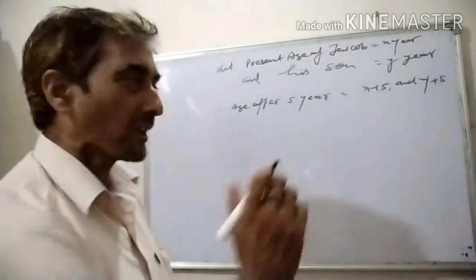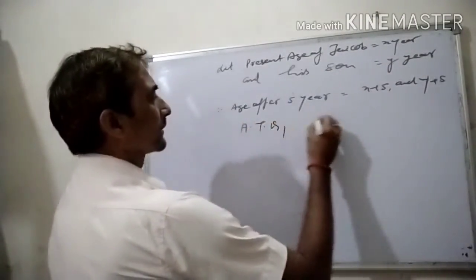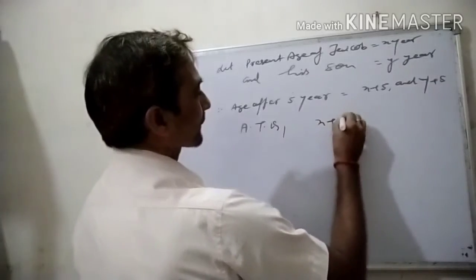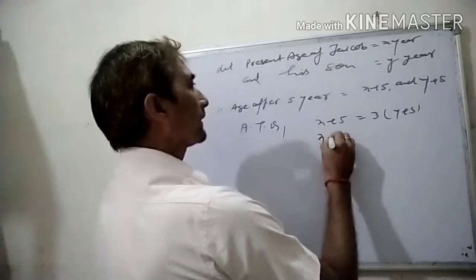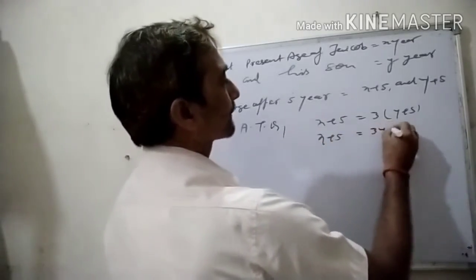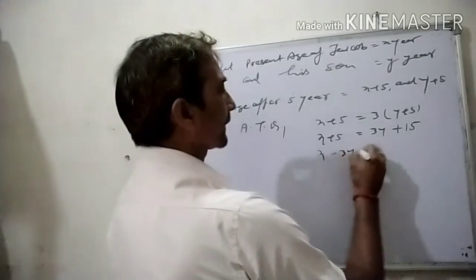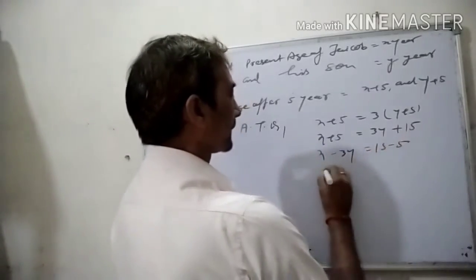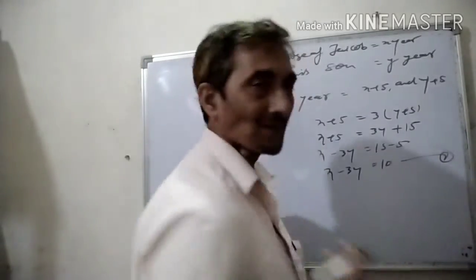And the condition is that Jacob is 3 times his son. ATQ 1. X plus 5 equal to 3 into (Y plus 5). X plus 5 equal to 3Y plus 15. X minus 3Y equal to 15 minus 5. X minus 3Y equal to 10. Now, first equation.